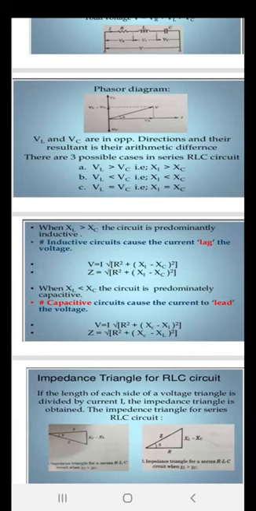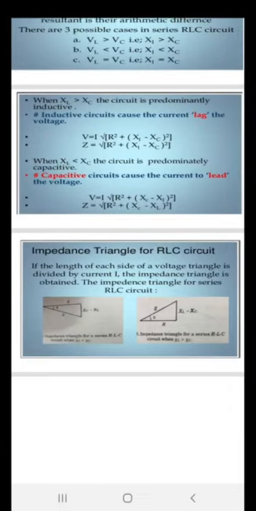We all understood the first point: when XL is less than XC, the circuit will be capacitive, and when XL is greater than XC, the circuit will be inductive. Those are the two major points to understand. When XL is greater, the circuit will be inductive, and when XL is less than XC, the circuit will be capacitive. You must keep that point in mind.